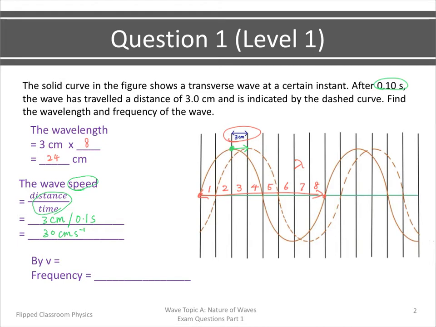Then we can use the equation v = fλ. Frequency can be calculated by the speed over lambda. It means 30 cm per second divided by 24 cm. The frequency is 1.25 Hz.